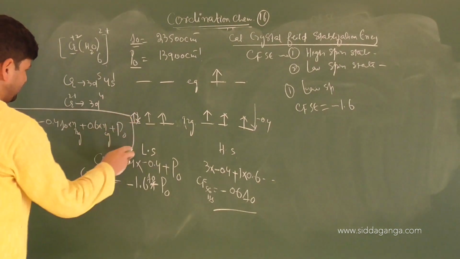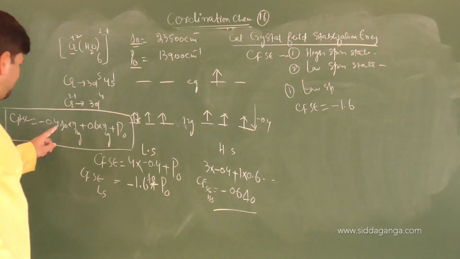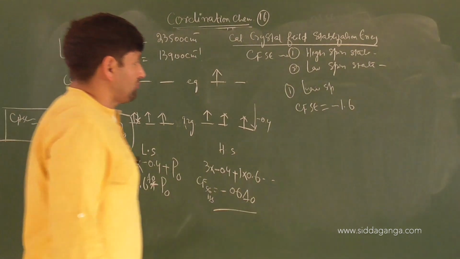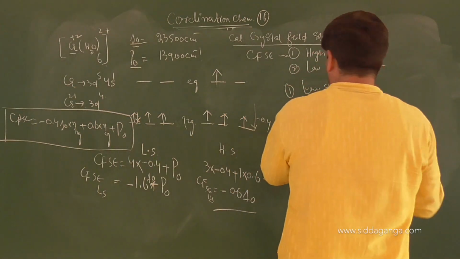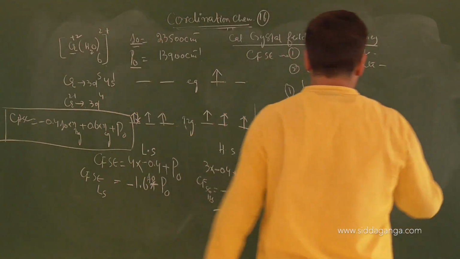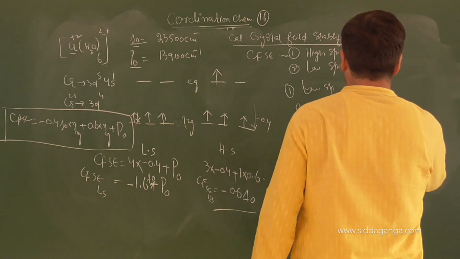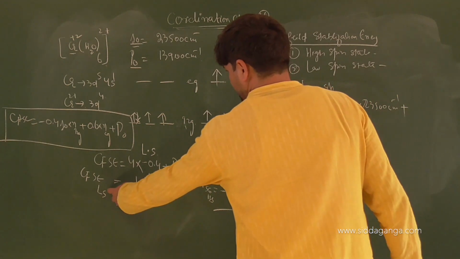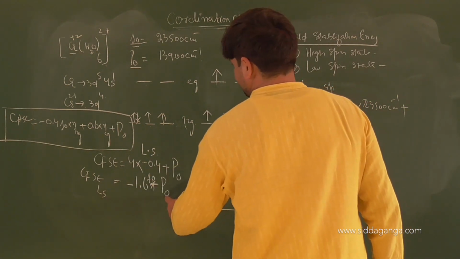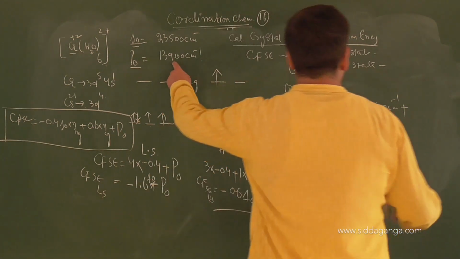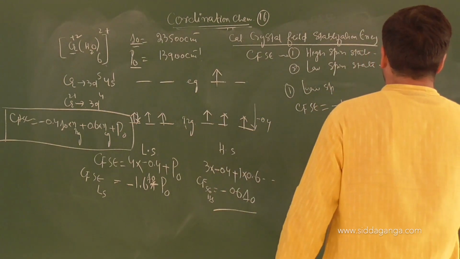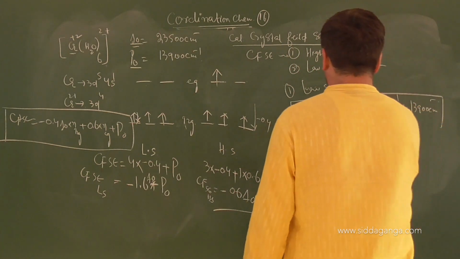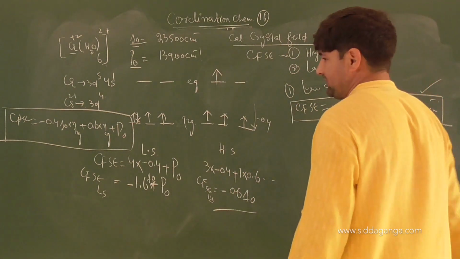When you are calculating CFSE, this is the formula. Minus 0.4 delta 0 into the number of electrons in T2G plus 0. So it will be minus 1.6 of delta 0. What is delta 0? 23500 centimeter inverse, plus any pairing that has occurred in the low spin state. One pairing is there in the low spin state, right? So pairing energy will be plus 13900 centimeter inverse. Now this will be the CFSE for the low spin state. Solve for it and get the answer.